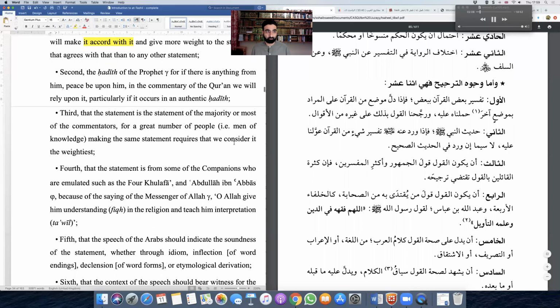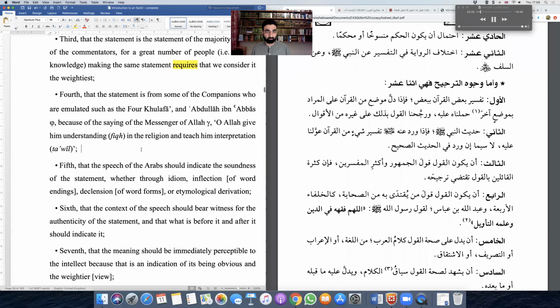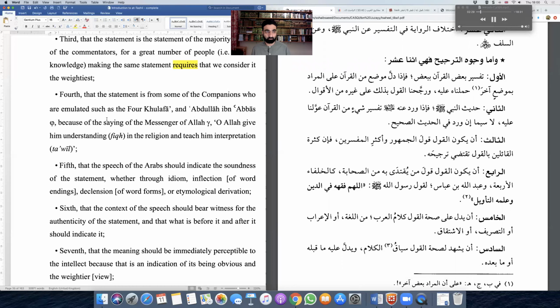الثالث أن يكون القول قول الجمهور وأكثر المفسرين، فإن كثرة القائلين بالقول تقتضي ترجيحه. الرابع أن يكون القول قول من يقتدى به من الصحابة كالخلفاء الأربعة وعبد الله بن عباس، لقول رسول الله صلى الله عليه وسلم: اللهم فقهه في الدين وعلمه التأويل.